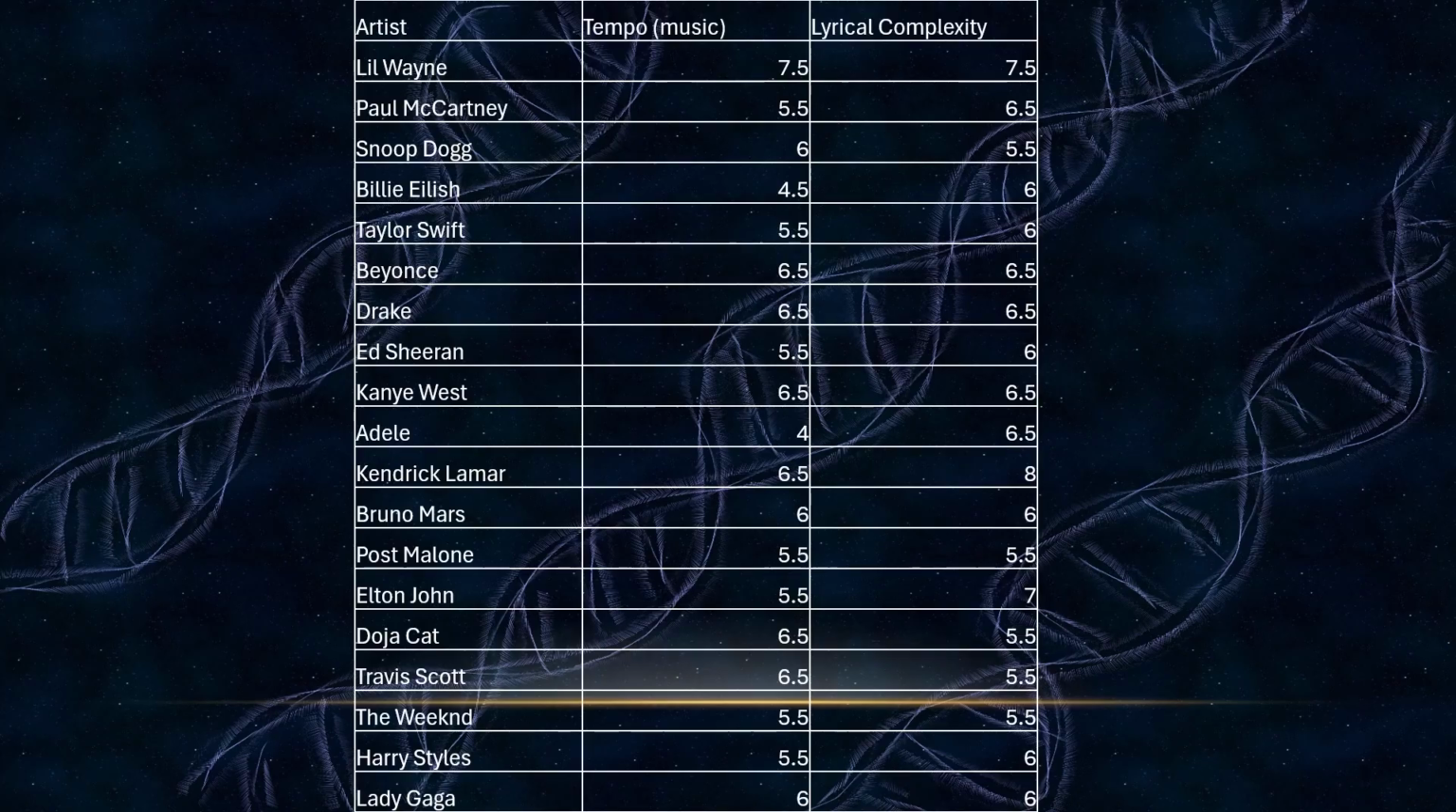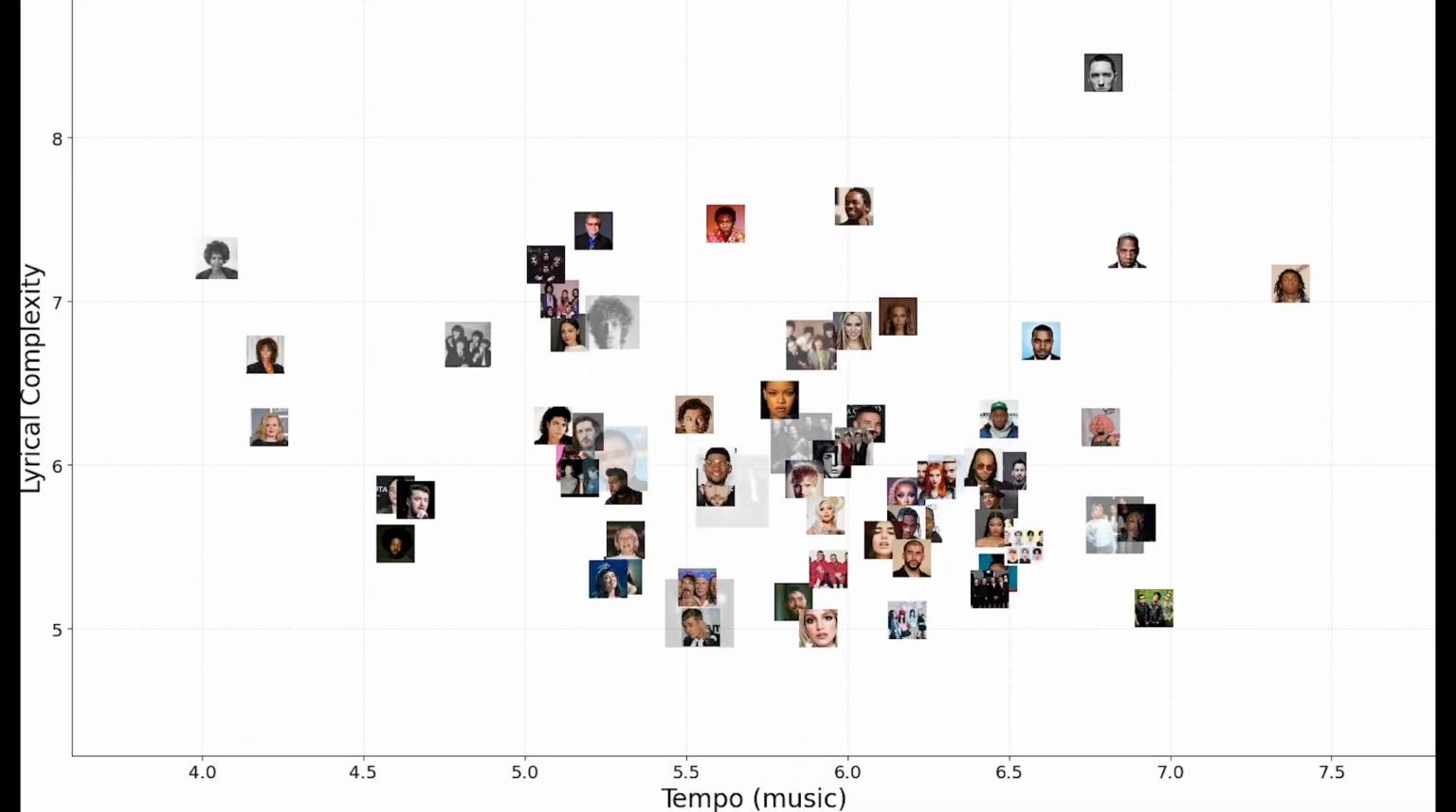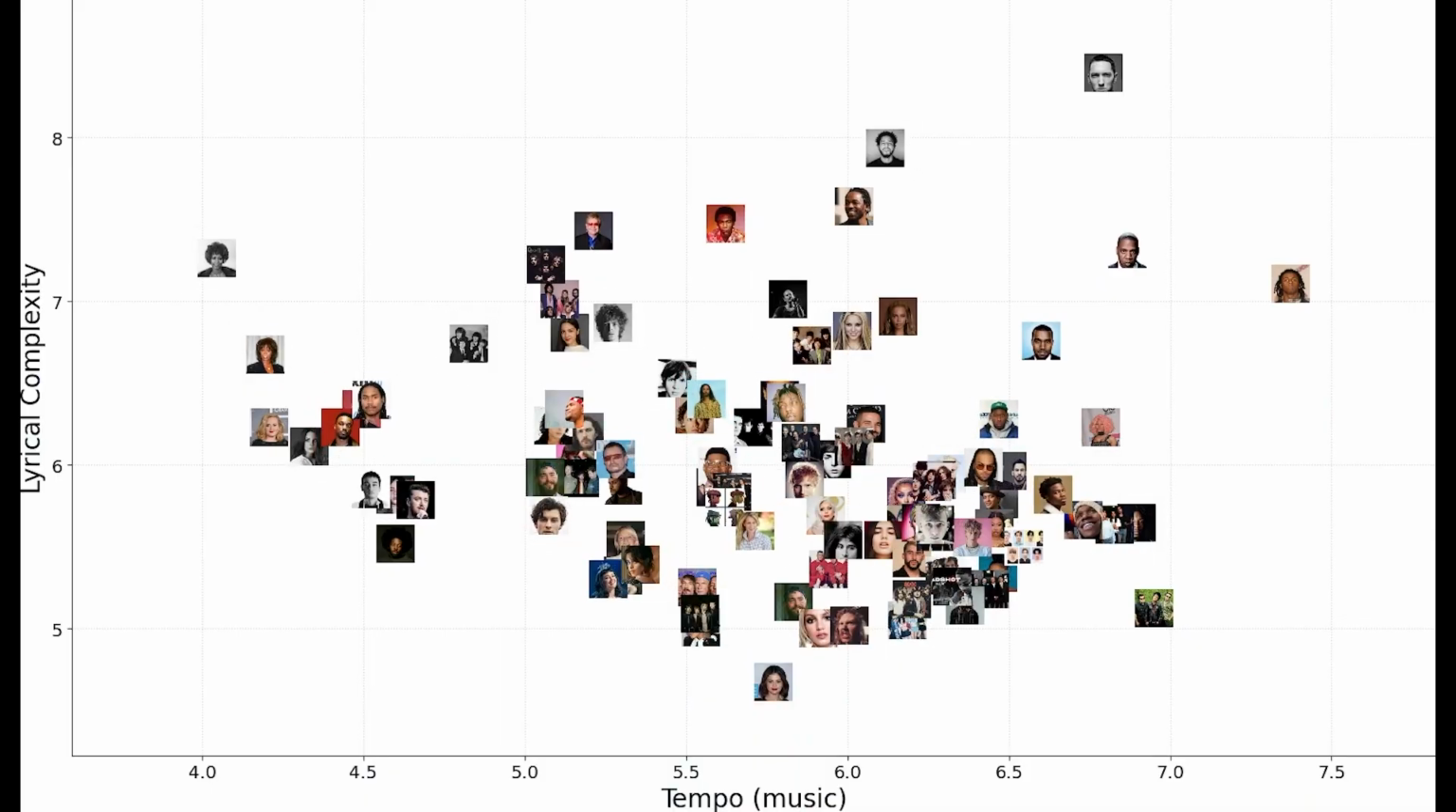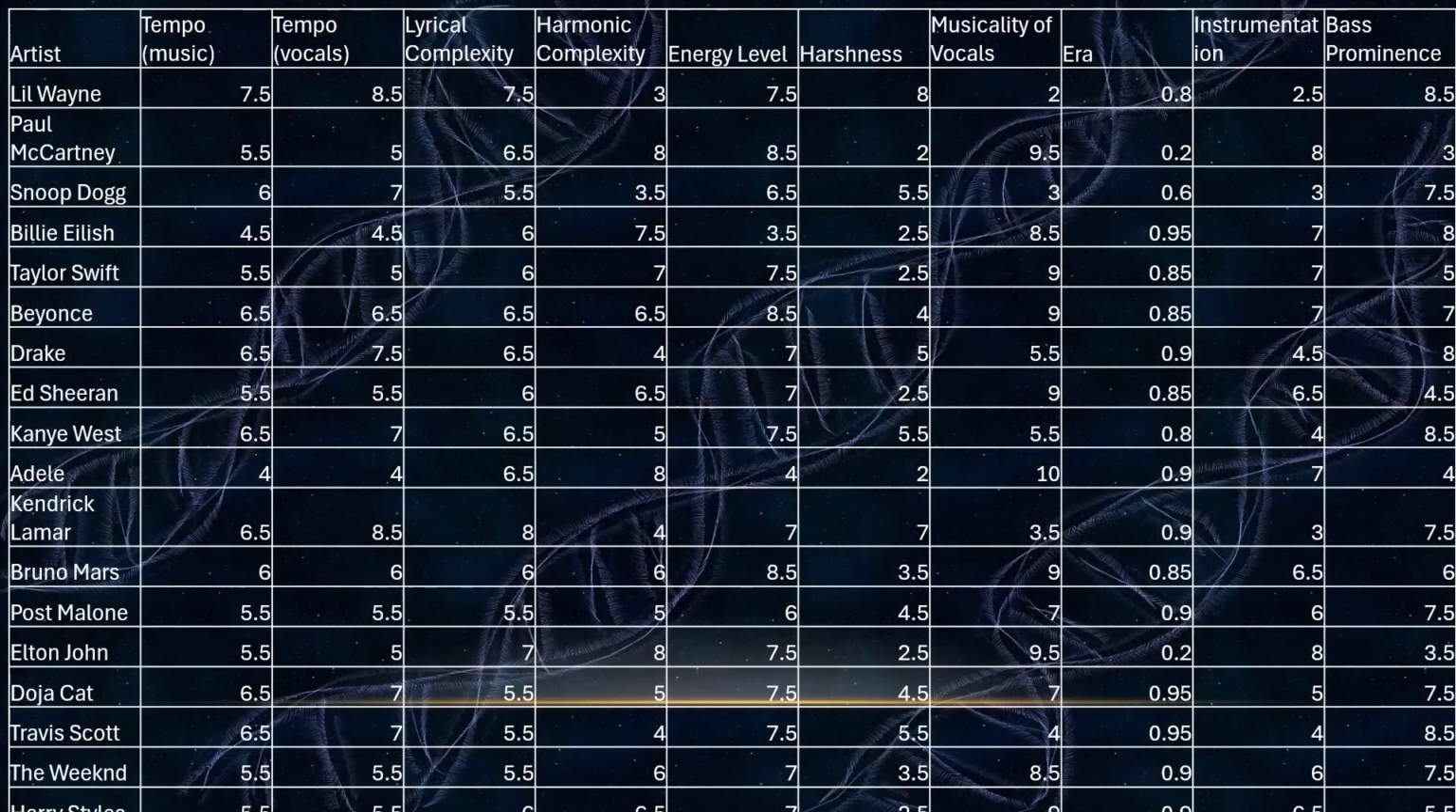So if we want to visualize it, it's pretty simple. We just make an XY plot, tempo on one axis, lyrical complexity on the other, and then fill them in. But then, of course, we're not seeing the full complexity of different features. It doesn't really seem to give us clusters or anything. So we might want more than 2 features.